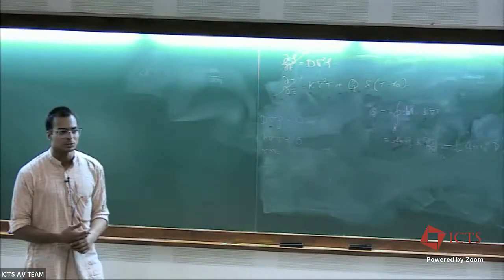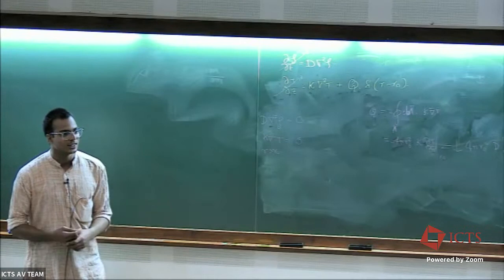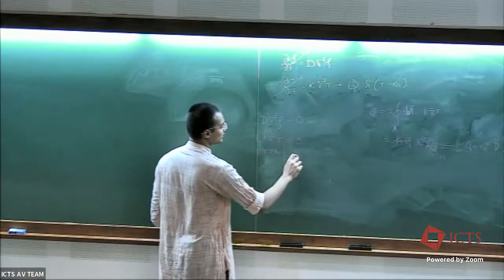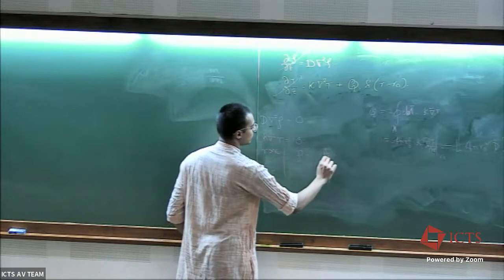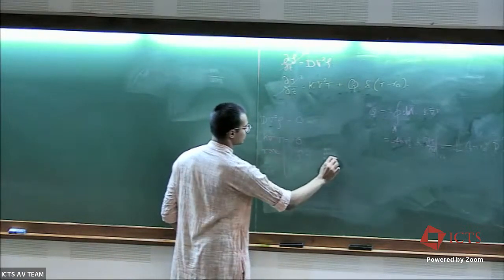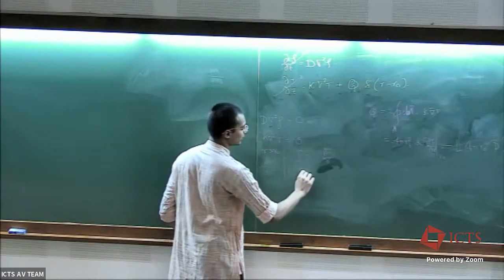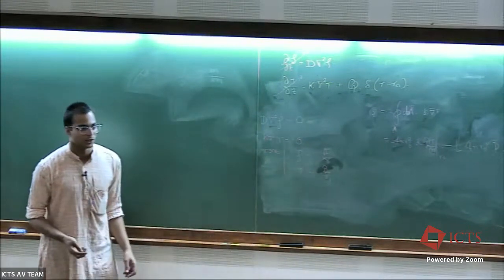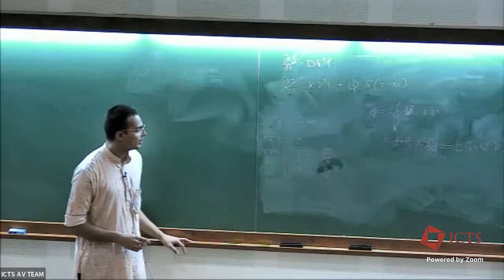So what's the spherically symmetric solution to this equation? Yes, 1 by r, exactly. So the steady state solution is very simple. We are of course doing it in 3D, because if we did it in 2D, it would have been log r. So yeah, let's stick to 3D.